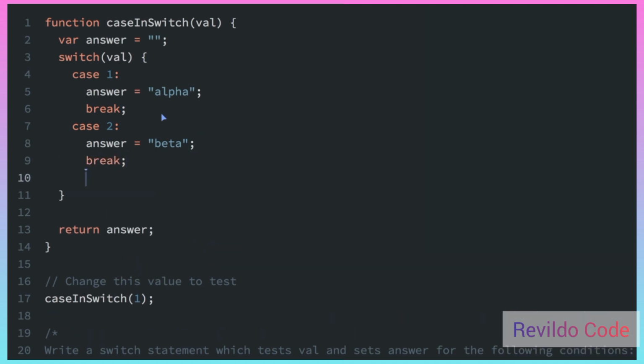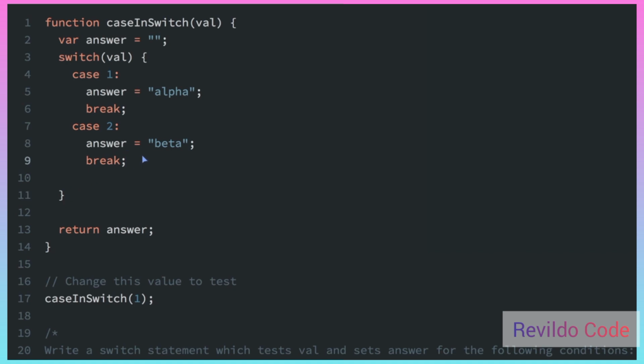If you don't have a break statement, it will just run through to the next case statement automatically. So if the case was 1 and you did not have a break here, first it would set the answer to alpha, and then it would set the answer to beta. It would just skip over right to the next case statement. But since the break is here, it's going to go out of the switch statement completely. So it would start running the code after this last curly bracket.